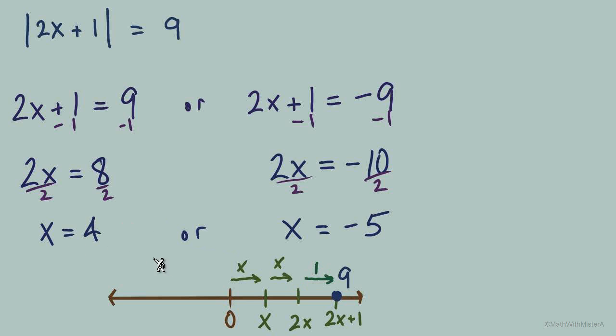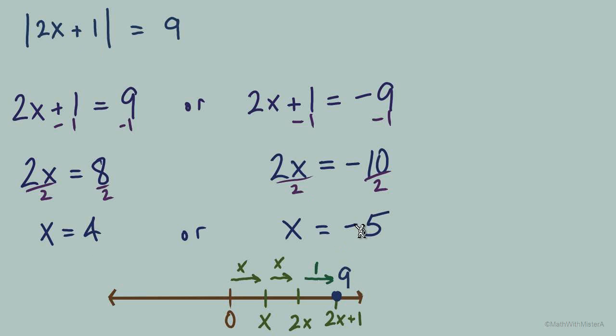So our solution x equals 4 would work for the positive side. Move out 4, and then another 4 to get us to 8, and then one more will put us at 9. So our solution x equals 4 is the number we would move in the positive direction, so that 2x plus 1 will equal exactly positive 9.